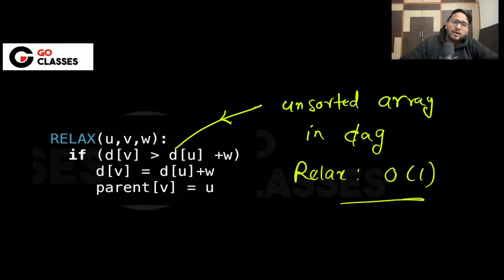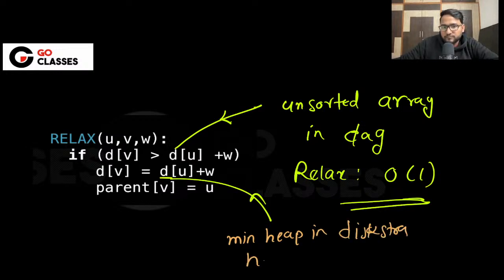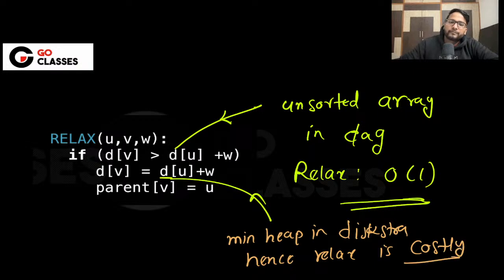But here we need to take a min heap. I will tell you why. Min heap in Dijkstra. That's why relax is costly. Here relax is costly. We will see why.